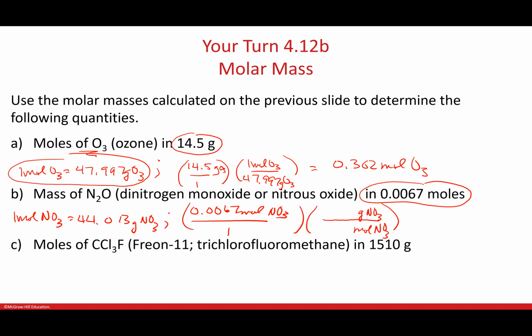One way to do it is that way. And then all I have to do is go back and look at my molar mass. So of course I'm going to put 1 mole on the bottom, 44.013 grams on the top. And if you trust my math, rounding to 2 sig figs, tap it in if you want, and I got 0.29 grams of NO2.